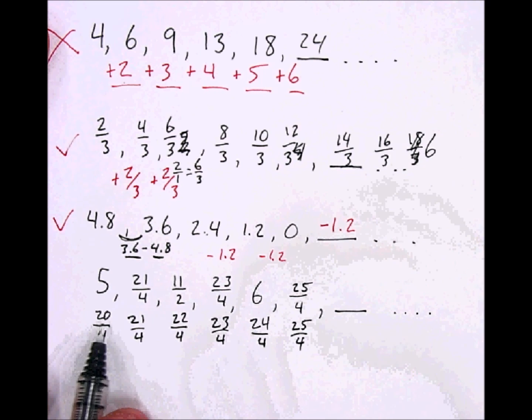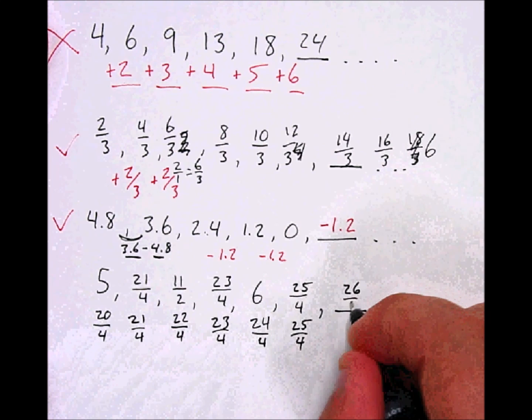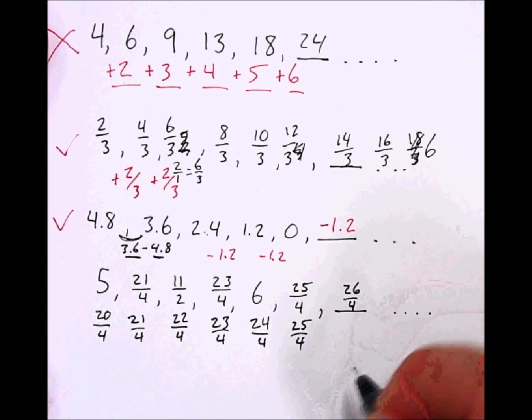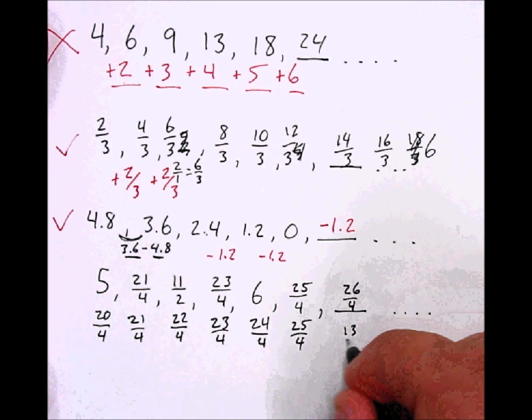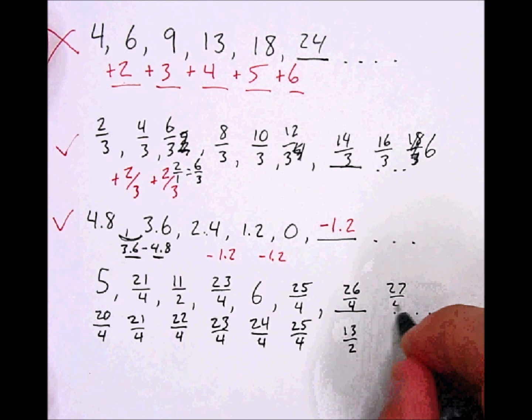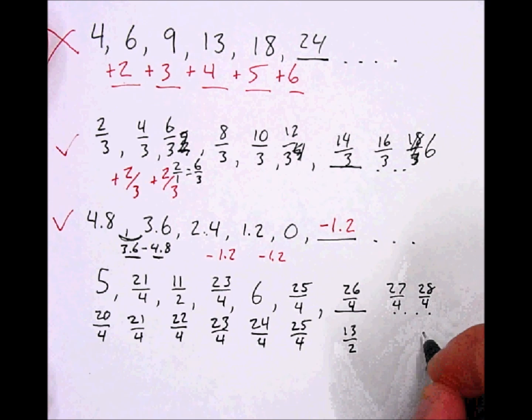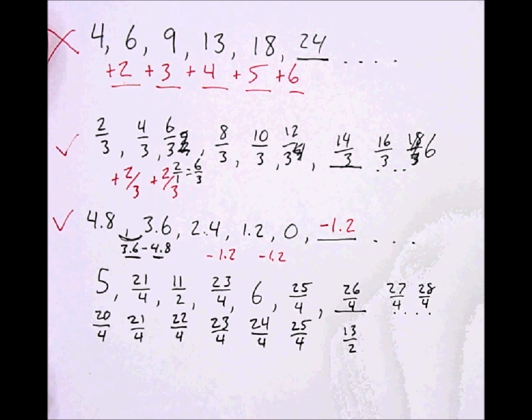So can you tell what's next? 20, 21, 22? Well, it's just going to obviously be 26 over 4, but I could reduce that. They're both even numbers, so I'll have 13 over 2. The next number is going to be 27 over 4, then 28 over 4, which 28 divided by 4 is actually 7, so we could just call that one a 7.